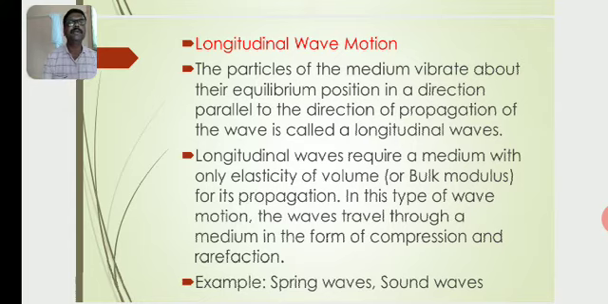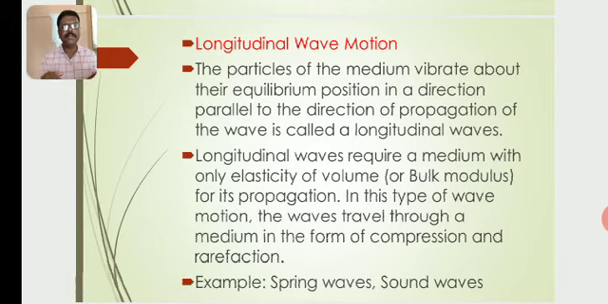Longitudinal wave motion. The particles of the medium vibrate about their equilibrium position in a direction parallel to the direction of propagation of the wave; this is called a longitudinal wave. Longitudinal waves require a medium with only elasticity of volume or bulk modulus for their propagation. In this type of wave motion, the waves travel through a medium in the form of compressions and rarefactions. Spring waves and sound waves are good examples of longitudinal wave motion.